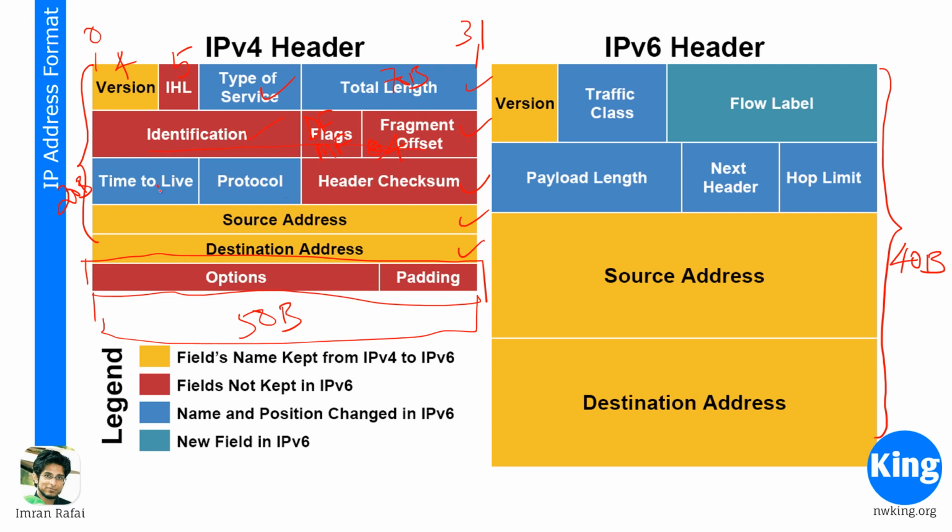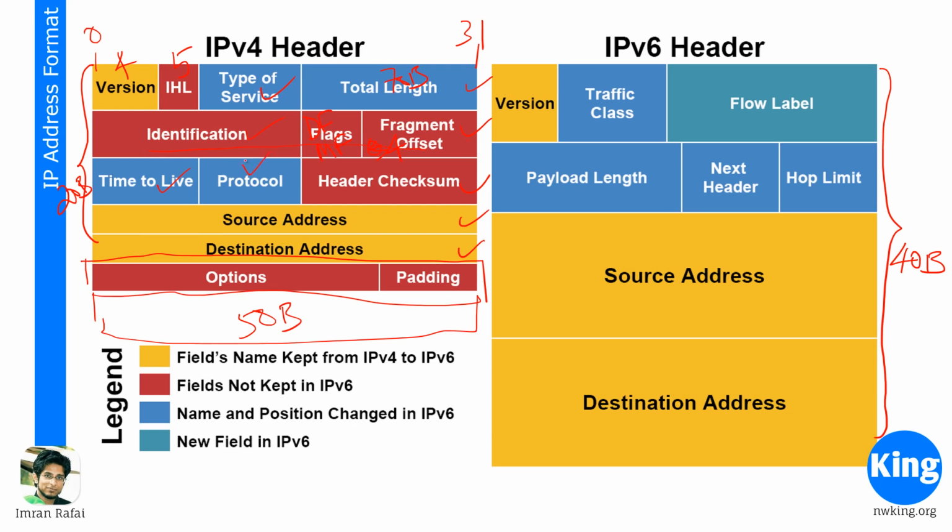TTL, we've discussed TTL many times. Every time this packet goes through a router, they reduce the number here, and when it becomes 0, they drop the packet because it is not going anywhere. So that's the maximum hops that it can actually live in the IP network.